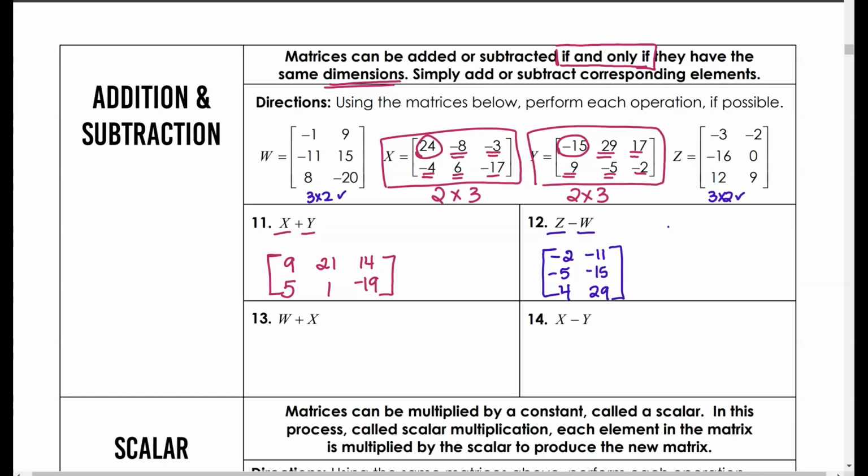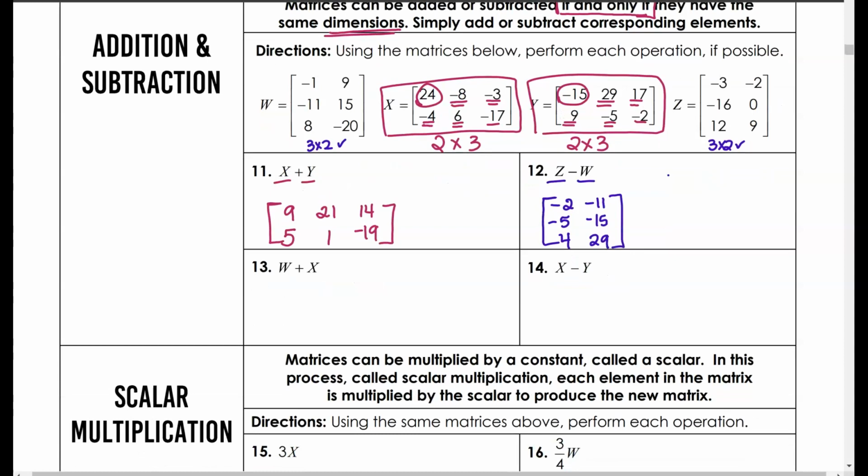All right, W plus X. Now the next question is, is this possible? Can I do W plus X? If I look at W plus X, notice that they are both very different dimensions. So this is actually not possible.